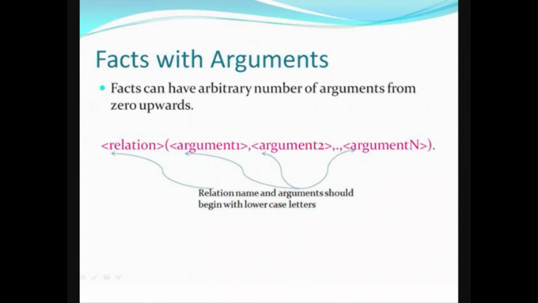Facts with arguments. Facts can have an arbitrary number of arguments from 0 upwards. Here we can see the relation name and arguments should begin with a lowercase letter. Then we can see argument 1, argument 2, and so on until argument n.